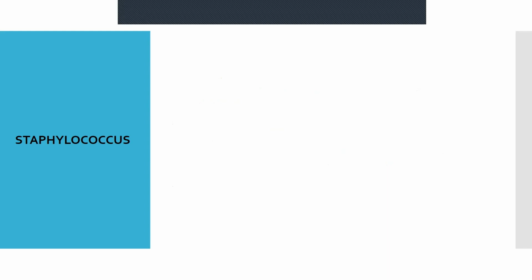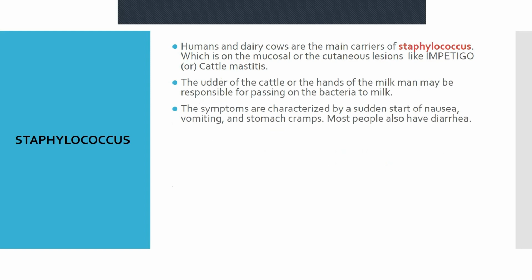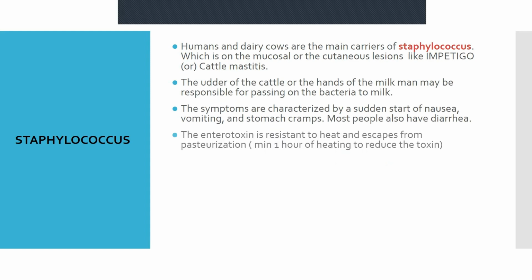Next come the staphylococcal infections. Humans and dairy cows are the main carriers of staphylococcal infections, through mucosal or cutaneous lesions like impetigo or cattle mastitis. The udder of the cattle or the hands of the milkman are highly responsible for passing the bacteria to the milk. The symptoms are nausea, vomiting, and stomach cramps. Some people experience diarrhea too.